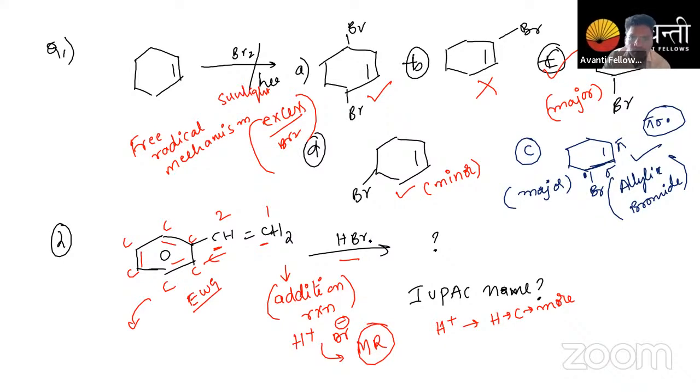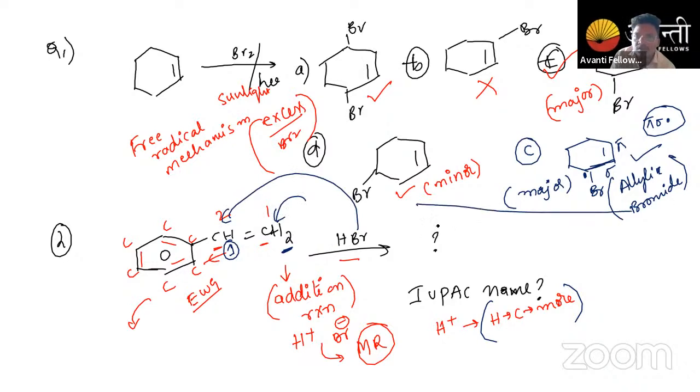HBr undergoes the Markovnikov rule, where the H+ will go to the carbon that has more hydrogens. This carbon has 2 hydrogens, here you have 1 hydrogen. So now hydrogen will go here, and then Br will go on the second. So the ultimate product you are going to get.